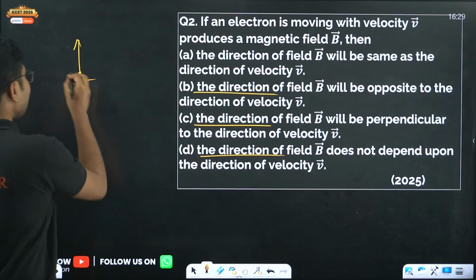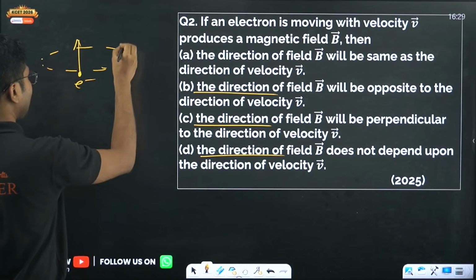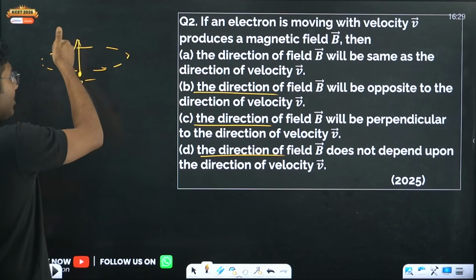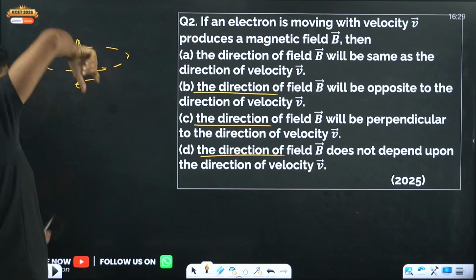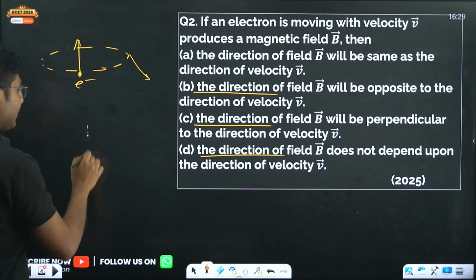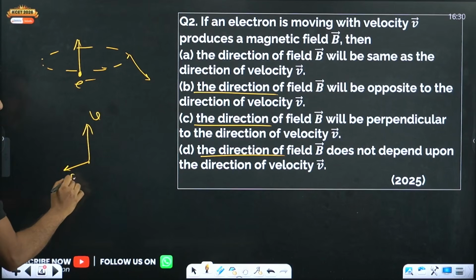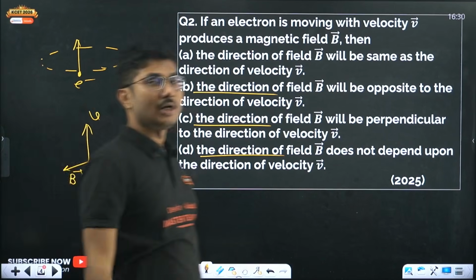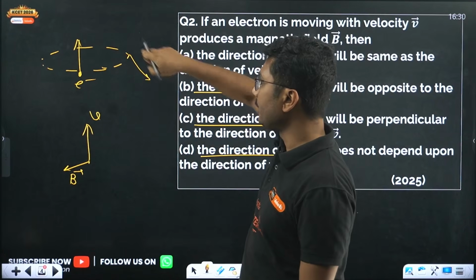Magnetic field lines will be circular. If this is the direction of electrons, then the magnetic field will be in this direction, which is perpendicular. So if this is the direction of V, the magnetic field will be in this direction, perpendicular and tangential at any point. If you draw a circle, it will be tangential and in this direction.